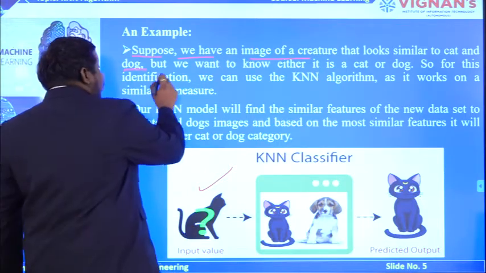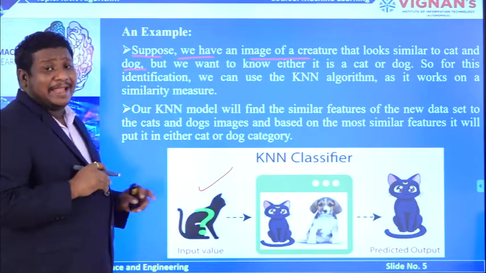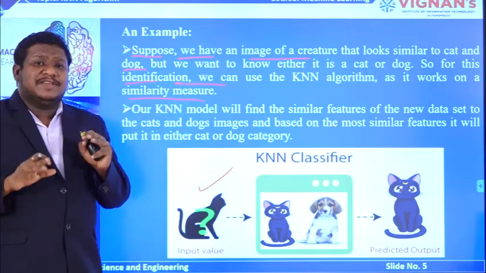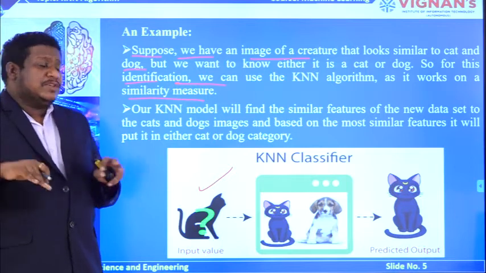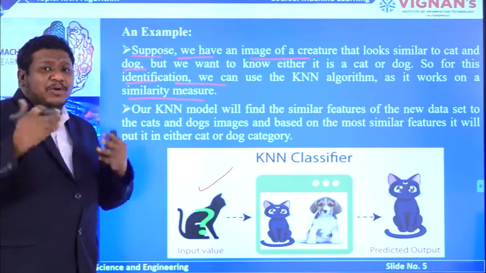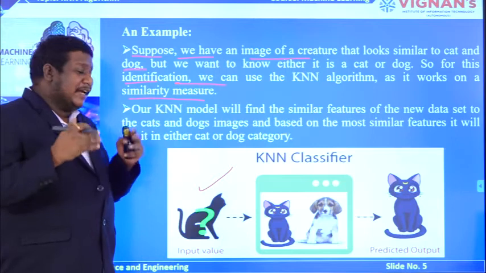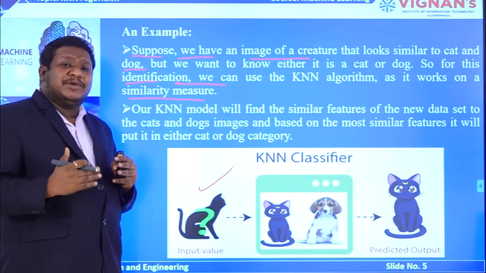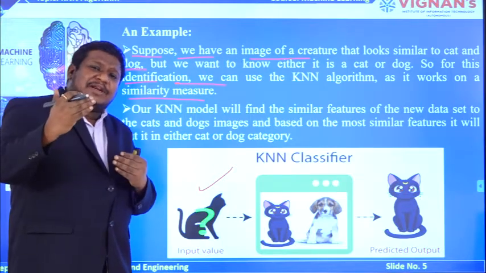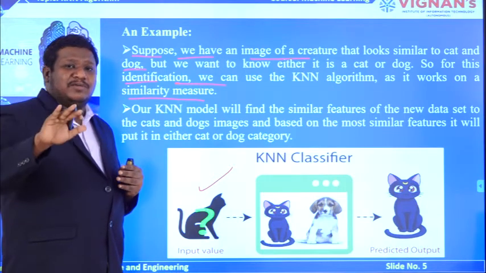Now, we want to know whether it is a cat or a dog. Our question is whether this is a cat image or a dog image, and we need to finalize it. So for this identification, similarity measures are mainly used. The problem here is the image is looking like both a cat and a dog, but we need to identify which it belongs to. That is the main problem. So we need to calculate how similar the input image we are taking is to a cat or a dog.